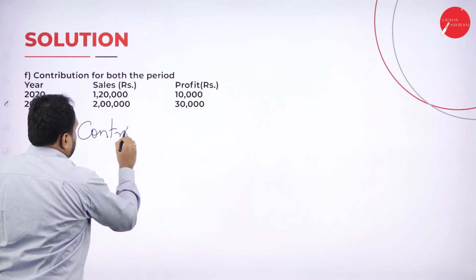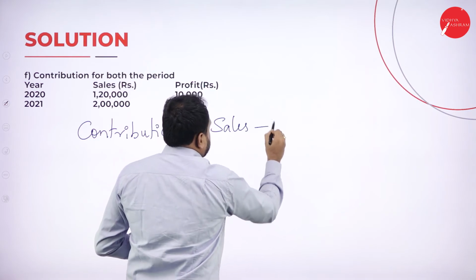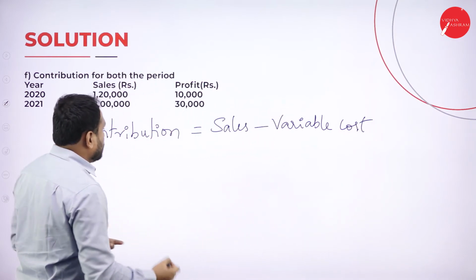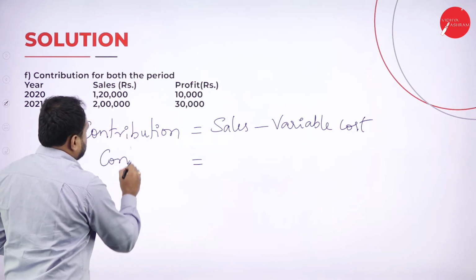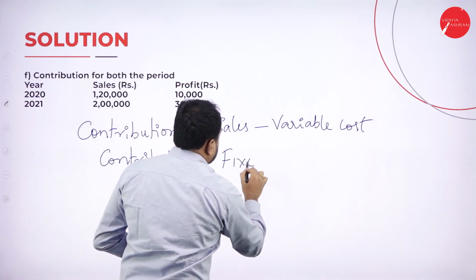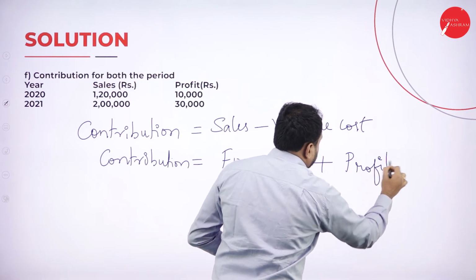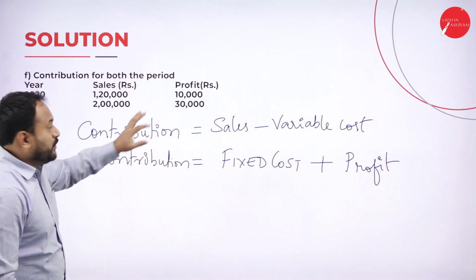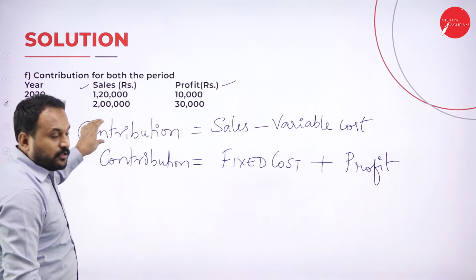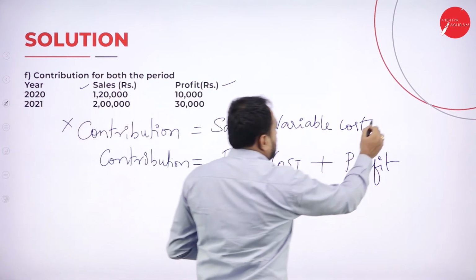Contribution. What is the formula of contribution? Contribution is equal to sales minus variable cost. It is also equal to, that is contribution is equal to fixed cost plus profit. So here understand, in this we have sales, we have profit, but we don't have variable cost. So contribution also we don't know, variable cost also we don't know. So that means what? We cannot take this formula. So this formula is not to be taken.